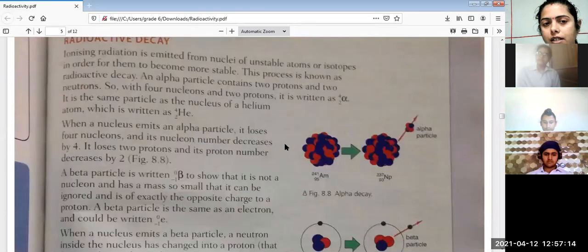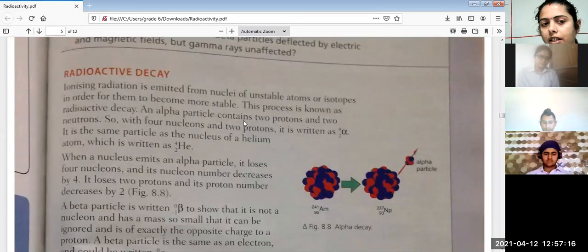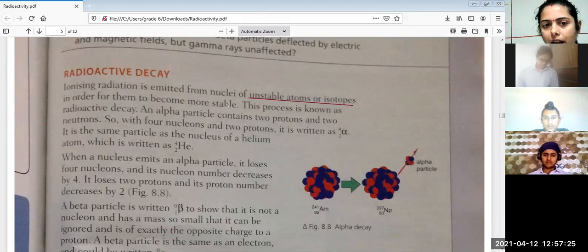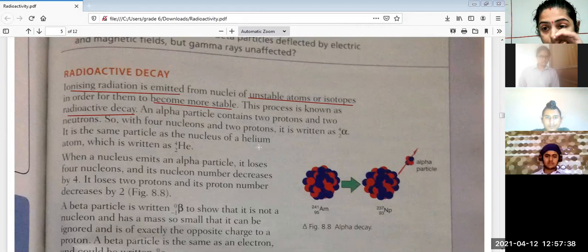Then we have done the concept of radioactive decay. Radioactive decay means when the nucleus is unstable, the unstable nucleus or the unstable atoms try to become stable, and for this purpose they emit the radiations. This process is what we call radioactive decay.